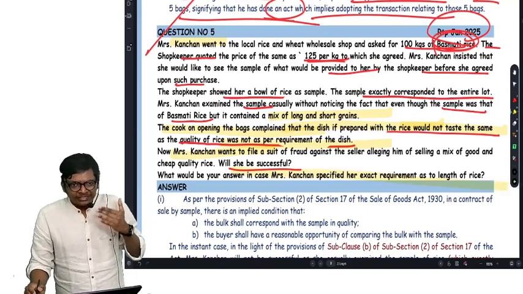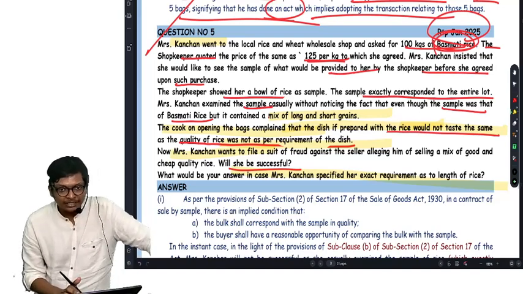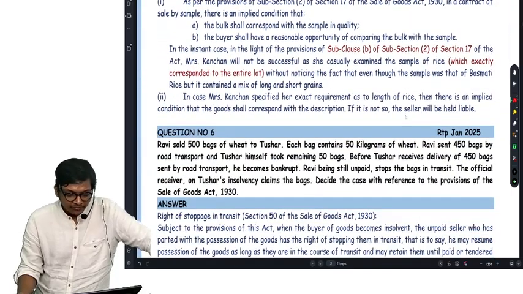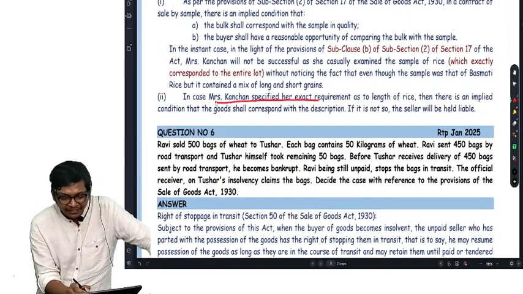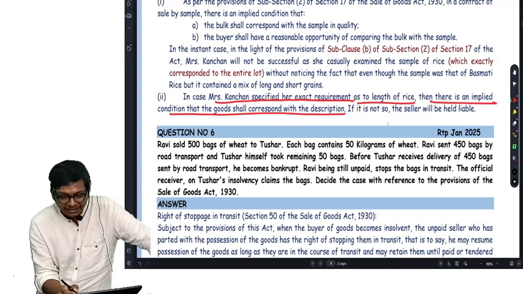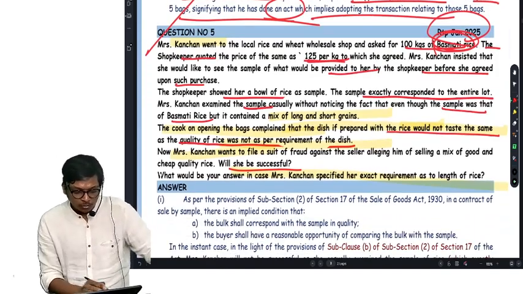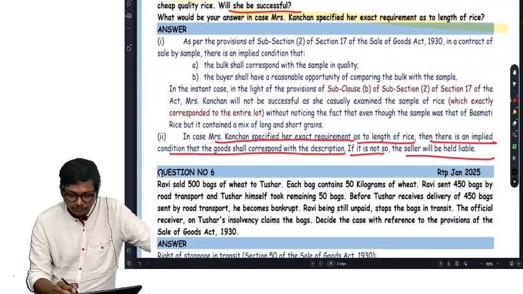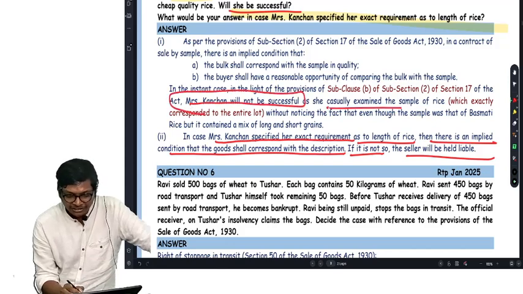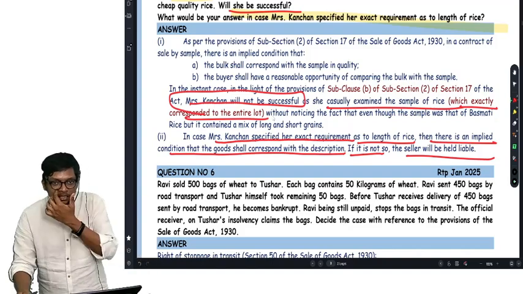No, because here the sample corresponded with the bulk. Implied condition: sample corresponded with the bulk. Are you guys following? Okay, so here final answer: Kanchan did not specify her exact requirement as to length of rice. There is an implied condition that goods should correspond with description. If not, the seller will be held liable. Second case, okay, let us finish the first case. First case: Kanchan will not be successful as she casually examined the rice which exactly corresponded to the entire lot.